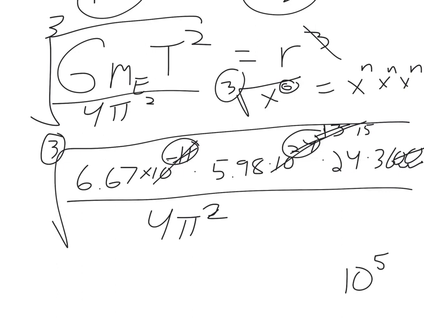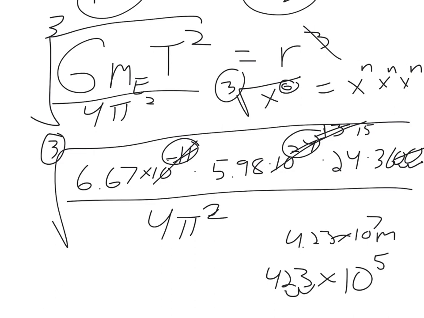And what I'm putting under the cube root is 6.67 by 5.98 by 24 by 36 divided by 4 pi squared. So a lot of stuff to plug in. A lot of stuff in there. And what I get out of here is 423 times 10 to the 5th, but I'm going to move the decimal over and make that 4.23 times 10 to the 7th meters.